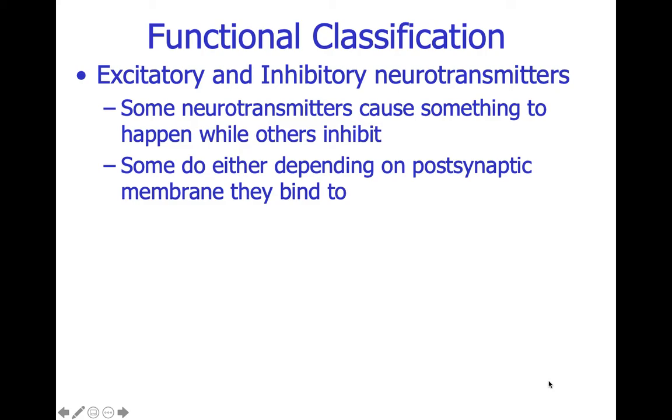Okay, we have another group, those are excitatory. We have another group of neurotransmitters that when we apply it to a postsynaptic membrane, it causes something to not happen, to stop happening, maybe a glandular secretion. Now, here's the rub. Sometimes we have neurotransmitters that can do either depending on what they're going to be applied to. They can be excitatory or they can be inhibitory.